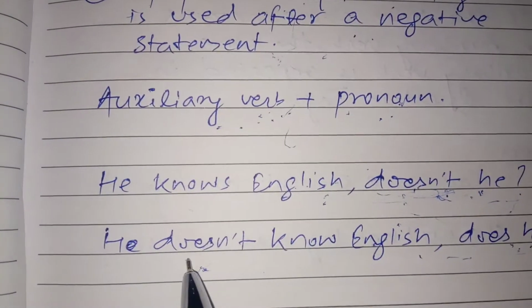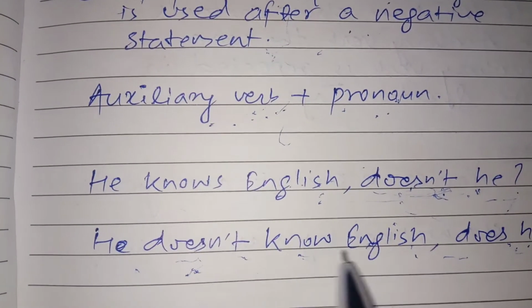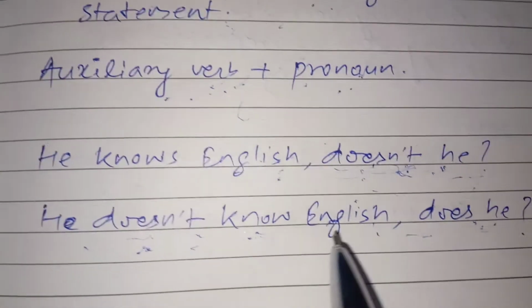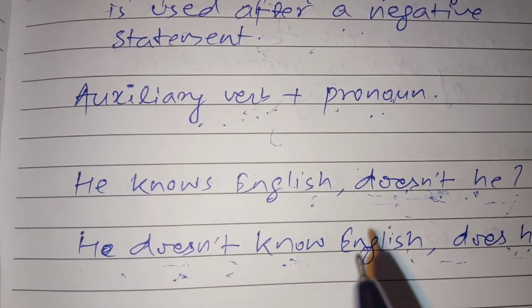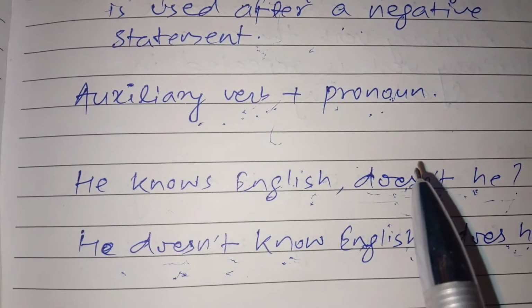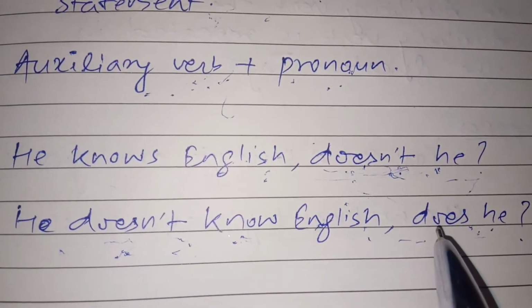In the next example, he doesn't know English. He doesn't know English is a statement part, and this is negative one. So the question tag is positive. So the rules are: if the statement is positive, you have to give negative question tag. If the statement is negative, you have to give positive question tag.